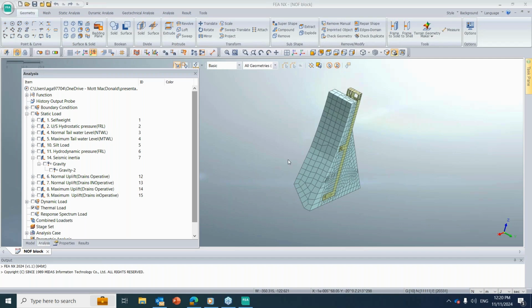USACE Engineering Manual 2200 and 6051, and you can also go through 6053.